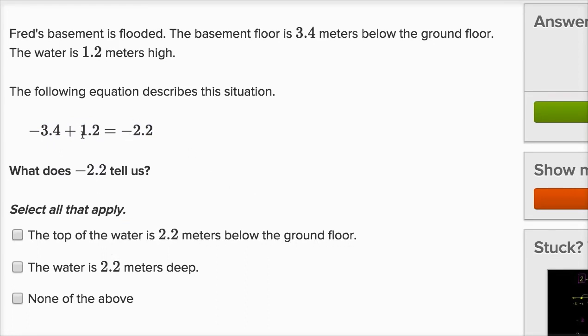Yep, that's right. The water is 1.2 meters above the floor of the basement, which is negative 2.2 meters, and this is all relative to the ground floor. So if the ground floor was 0, the top of the water is negative 2.2, which means that the top of the water is 2.2 meters below. That's what the negative tells us, below the ground floor. The water is 2.2 meters deep. No, that's not right. They tell us that the water is 1.2 meters high or 1.2 meters deep. So that's not right, and we're not going to click none of the above because we definitely found an answer.